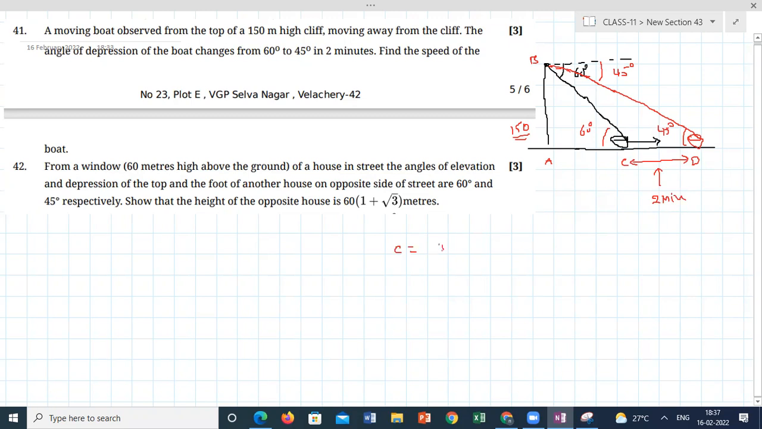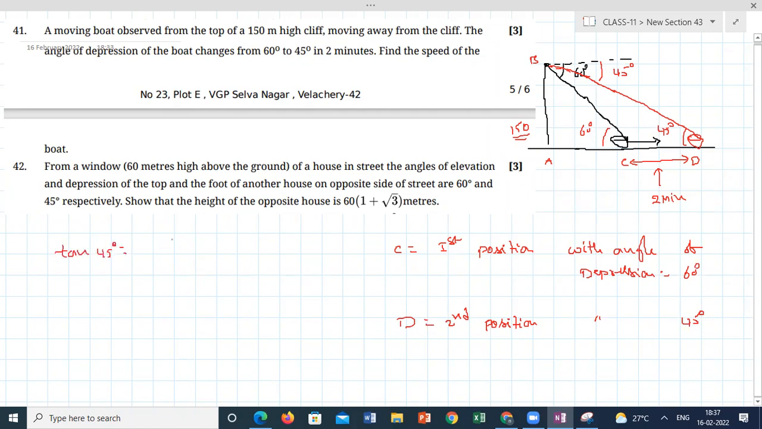So C is the first position with an angle of depression 60 degrees. D is the second position, then the angle of depression is 45 degrees. Now if I am taking tan 45, I will get AB by AD. From here, AD is equal to 150 by tan 45, which is nothing but 150 meter.